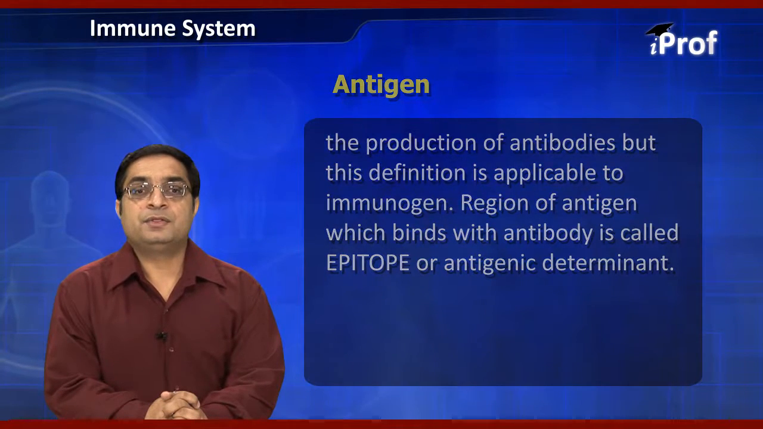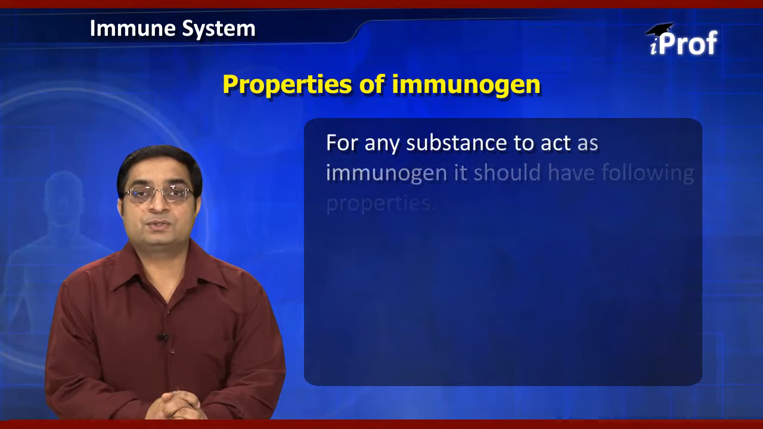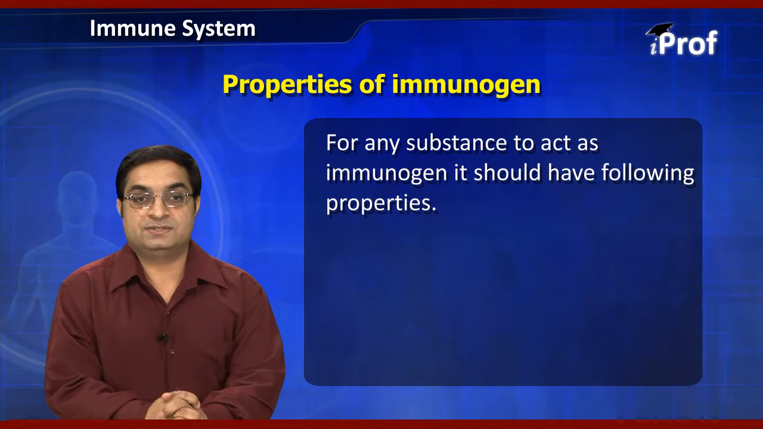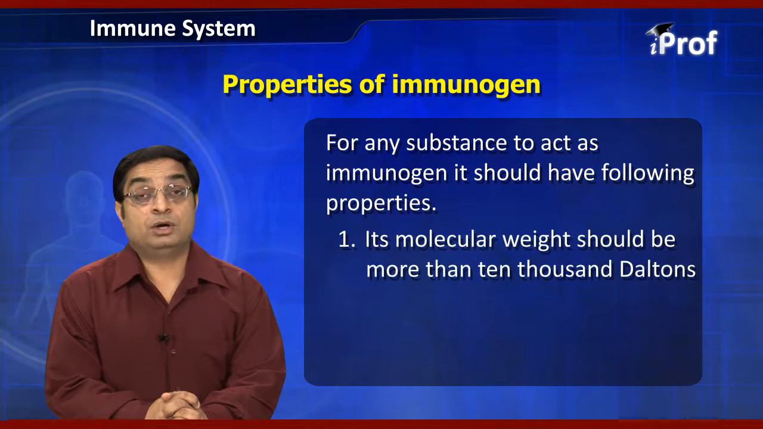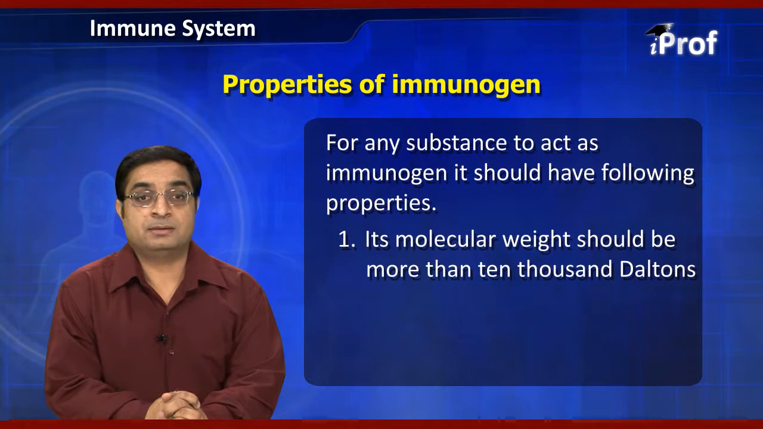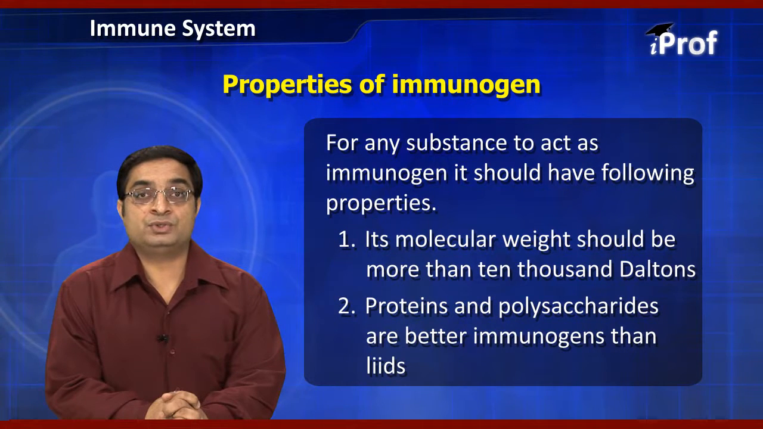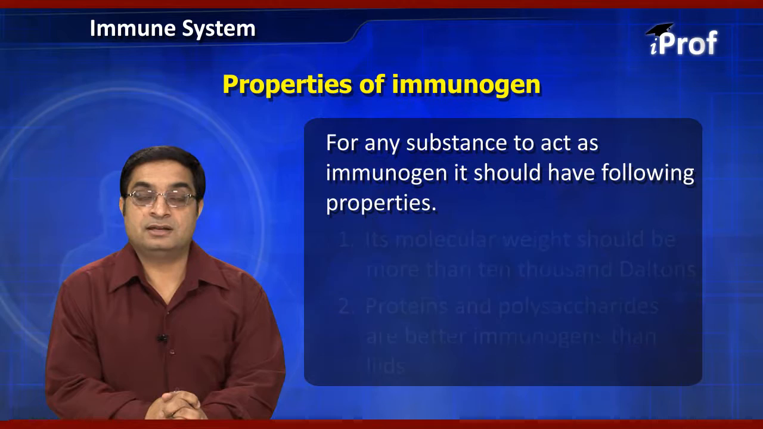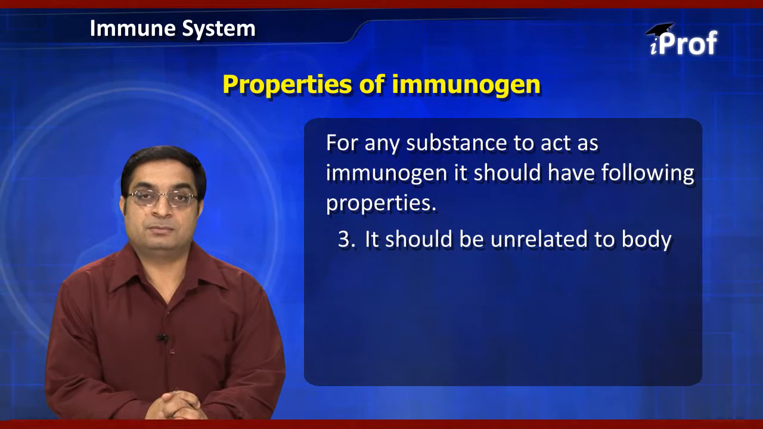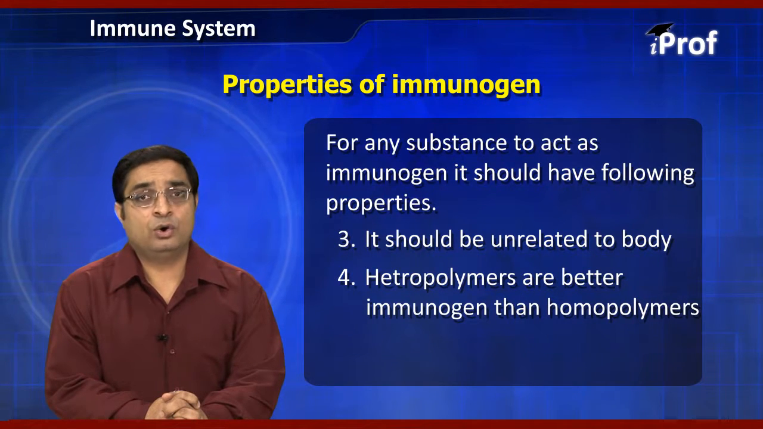Let us see the properties of immunogen. For any substance to act as immunogen, it should have the following properties. Number 1, its molecular weight should be more than 10,000 Daltons. Number 2, proteins and polysaccharides are better immunogens than lipids. Number 3, it should be unrelated to the body. And number 4, heteropolymers are better immunogens than homopolymers.